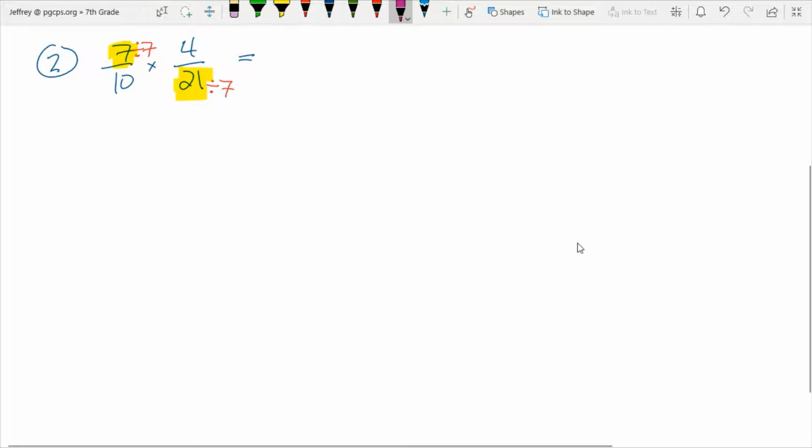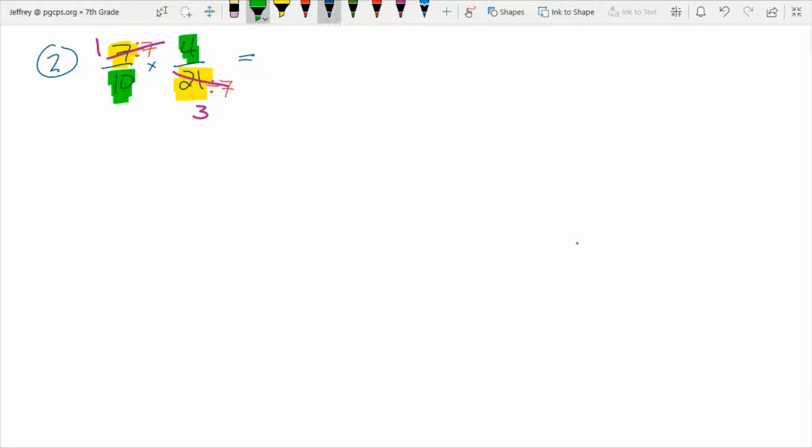So what is 7 divided by 7? That gives us 1. What is 21 divided by 7? That gives us a 3. Now, let's try the other numerator and its opposite denominator. So what number can you divide evenly into 4 and 10? And yes, it's going to be 2. So we divide by 2, and 10 divided by 2. Now, I'm showing you what I'm dividing so you won't get confused. Now, 4 divided by 2 is 2. 10 divided by 2 is 5.